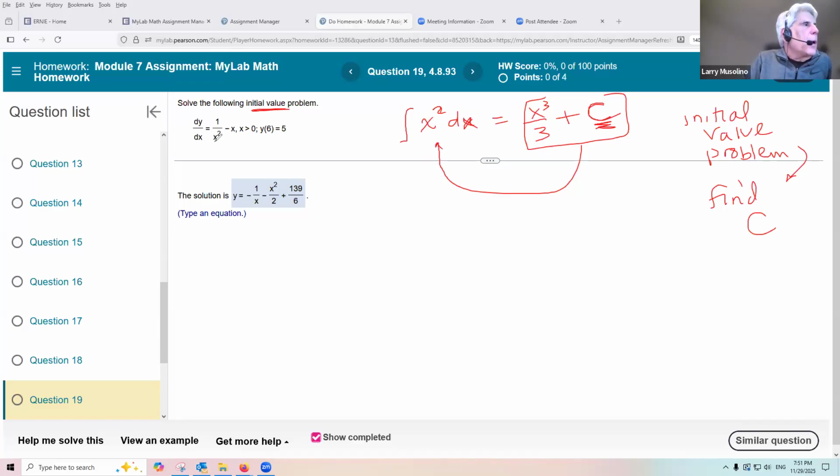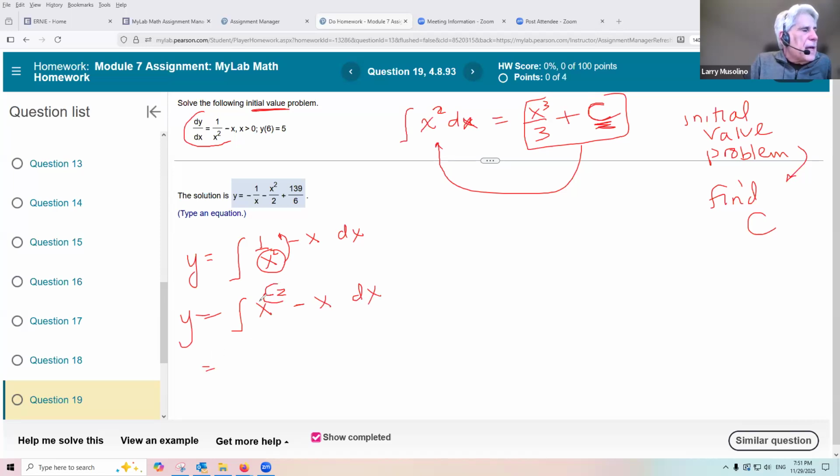All right, let's do it. So they're giving us dy dx. We want to get back to y. So y is going to be the integral of 1 over x squared minus x dx. Let me move this x to the 2 upstairs so we can use that power rule. So this is going to be the integral of x to the negative 2, subtract x dx. I'm going to add 1 to this exponent. That's going to be x to the negative 1 divided by negative 1. Here, the integral of x to the 1 is x to the 2 over 2. And I'm going to add that arbitrary constant.